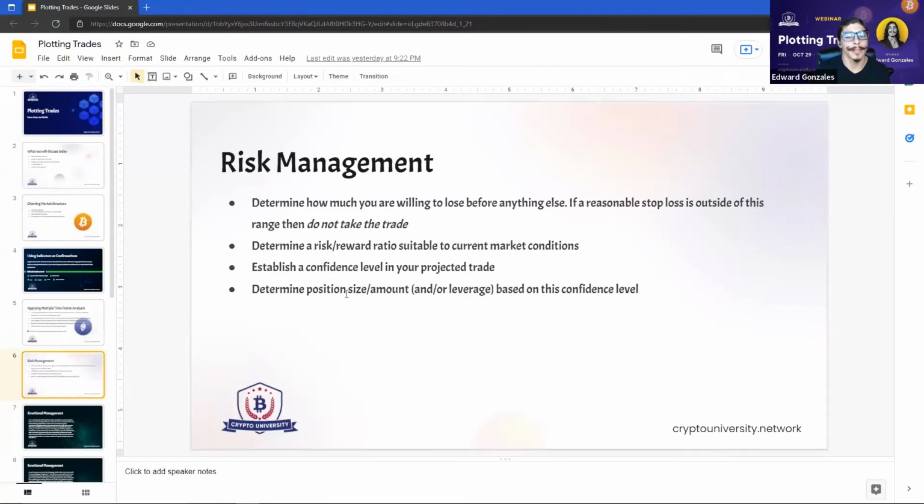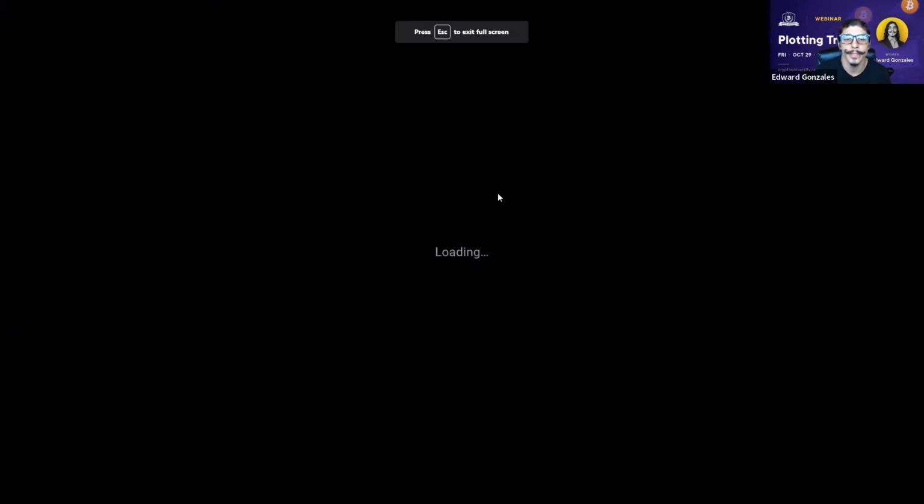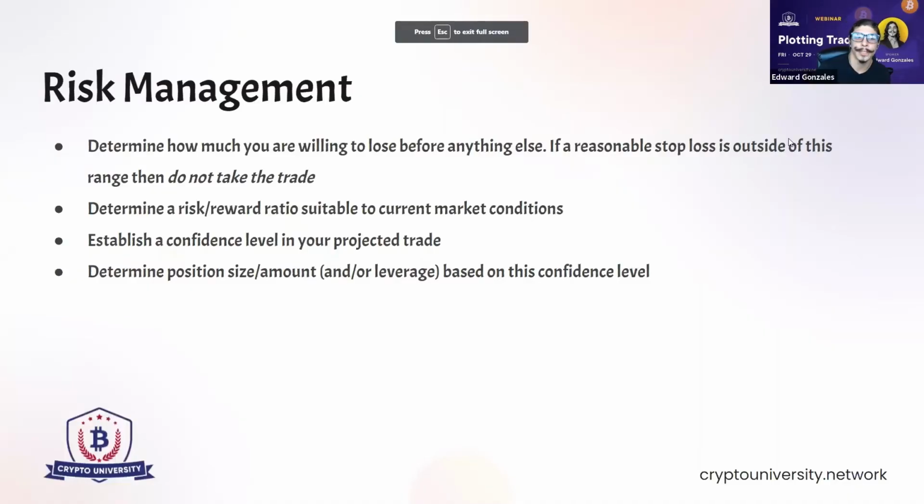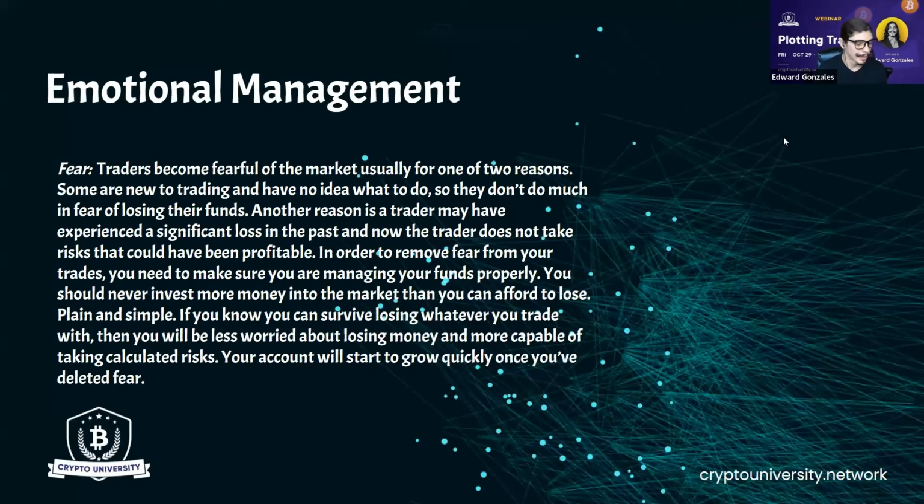So now that we have determined risk management, guys, I'm going to be going into the last portion of this, and this is emotional management. So we're done looking at the charts for now.